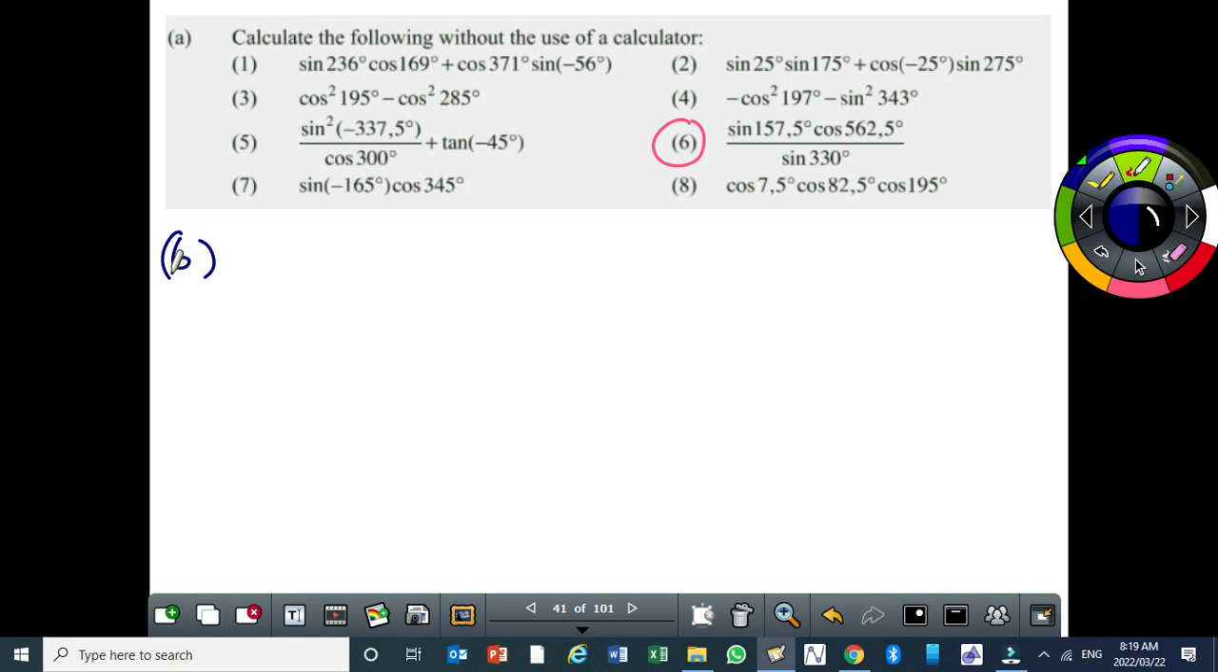Angles, double angles, together with your grade 11 trig to do that question. Okay? So for the numerator, I'm just going to simplify it using the reduction formula. Okay, so sine 157.5 degrees, you can write that.